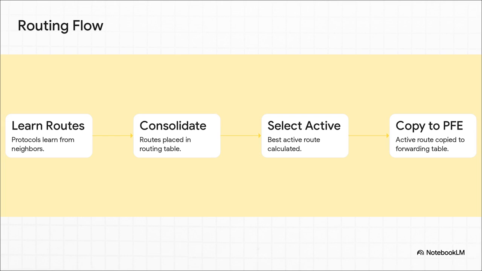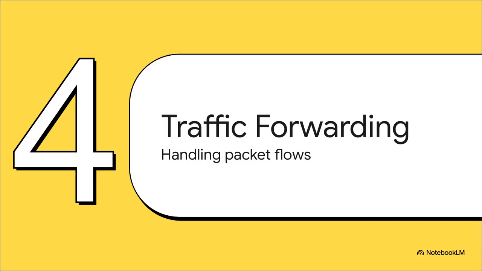So the workflow goes exactly like this. First, protocols learn from neighbors. Second, RPD dumps everything into the main routing tables. Third, the active routes are calculated. And finally, those active routes are pushed down into the forwarding table in the hardware. Because that active map lives right on the hardware, forwarding happens at line rate without ever having to ask the routing engine for directions. Let's shift gears to part 4, traffic forwarding concepts.